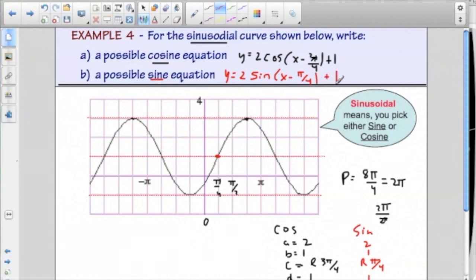And there's multiple answers. You don't just have to have one answer. There could be various answers. Because I could have started over here and did a negative sine. Could have started here and did a negative cos. So you can do whatever you want. And that's it. Thanks.